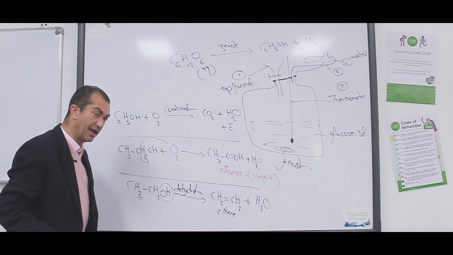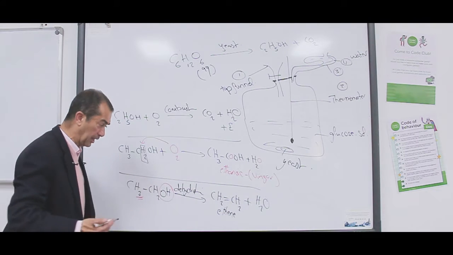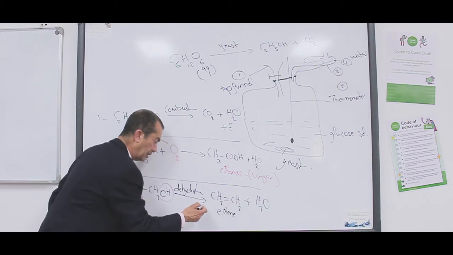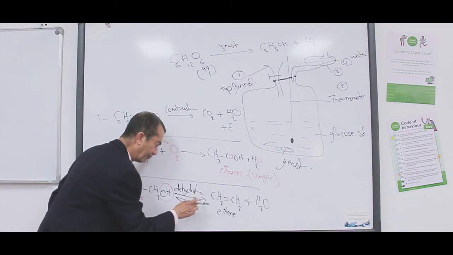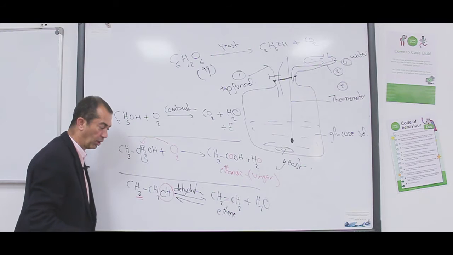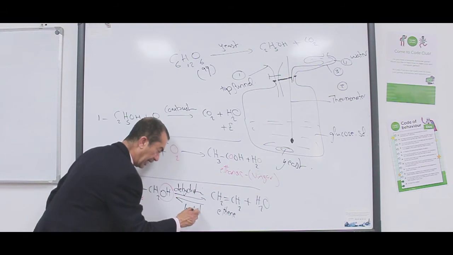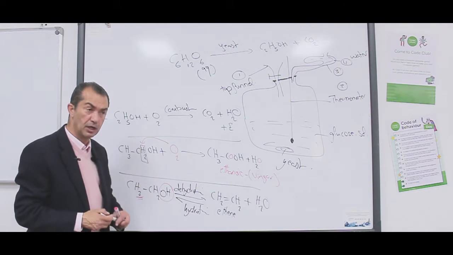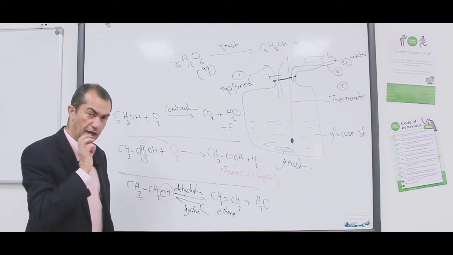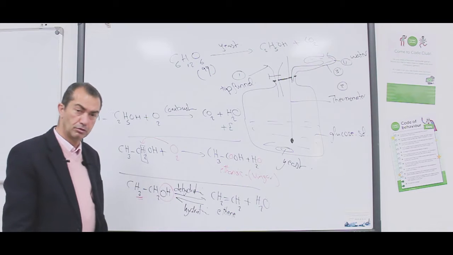Right. The reaction is reversible, as we said last class. If you add water to ethene, it can form ethanol once again, and we can call it hydration. So this reaction is reversible. Dehydration is removing water. Hydration is adding water.